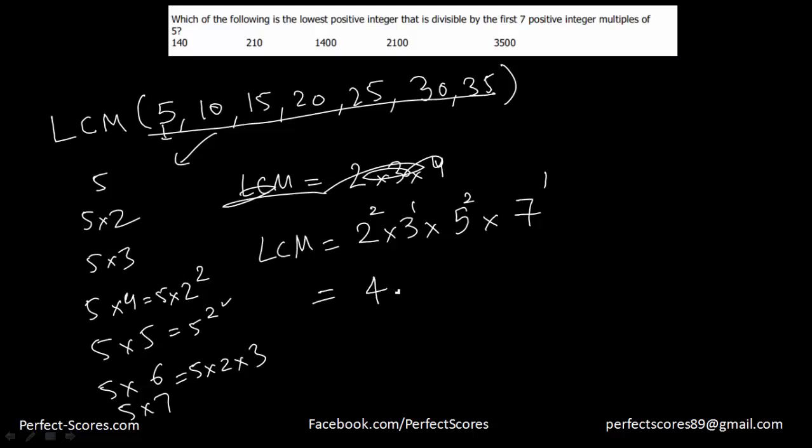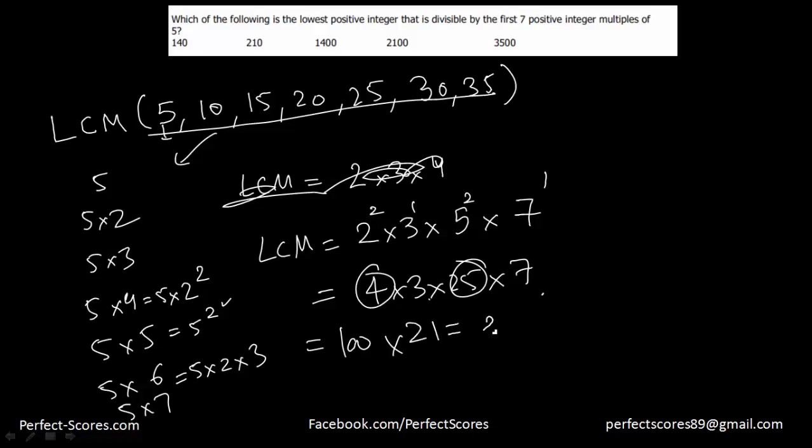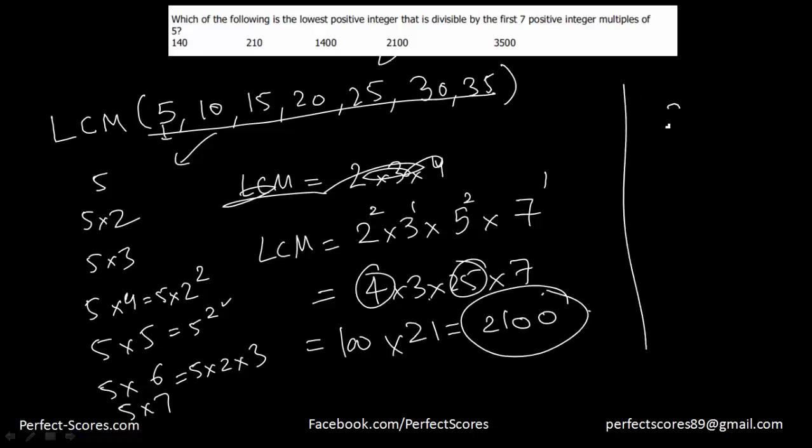So then it becomes 4 times 3 times 25 times 7. 25 into 4 becomes 100, and 7 into 3 becomes 21. So that means this is 2100. So 2100 is the lowest number which is divisible by 5, 10, 15, 20, 25, 30, and 35. Fine. So I suppose you're getting my point over here, guys.